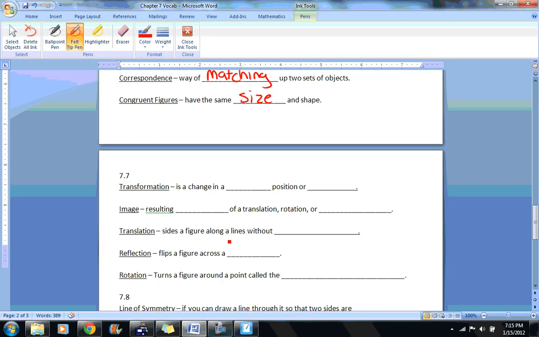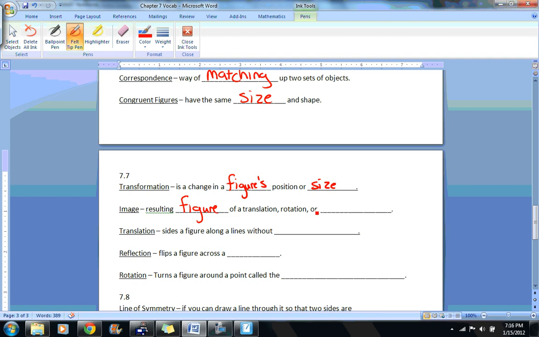Alrighty, so 7.7 has 5 different vocab terms, so let's get those done right away. A transformation is a change in a figure's position or its size. The position means where it is on a coordinate plane, and the size obviously is how big it is.